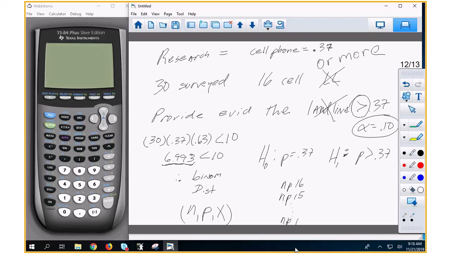Down to n, what? One. And you have to add all those up. Now, of course, I'm not going to do it that way, because why? That takes too long. Remember the binomial CDF?